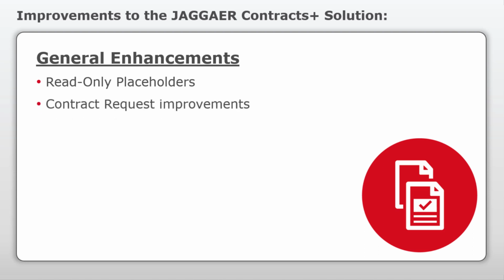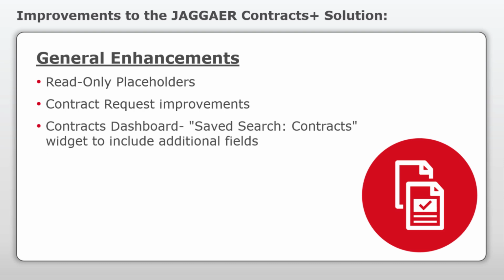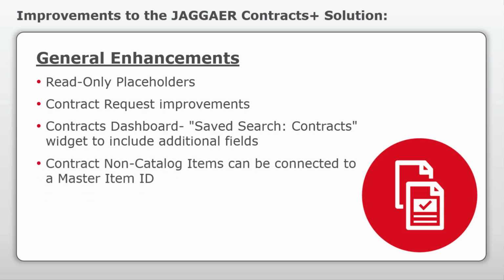There are improvements to the contract request functionality, including full export capabilities and the ability to use ad hoc approvers on contract request workflow. The Contract Dashboard's Save Search Contracts widget will be able to display more fields, including Contract Manager, Current Workflow Step, and Work Group, so it becomes a much more usable widget. And clients using Item Master will now be able to connect contract non-catalog items with a master item ID if that's important information that needs to be sent to the ERP through the integration.